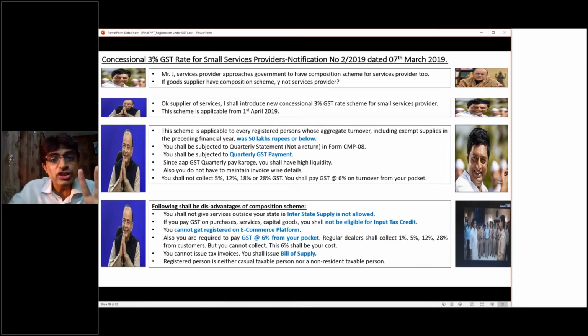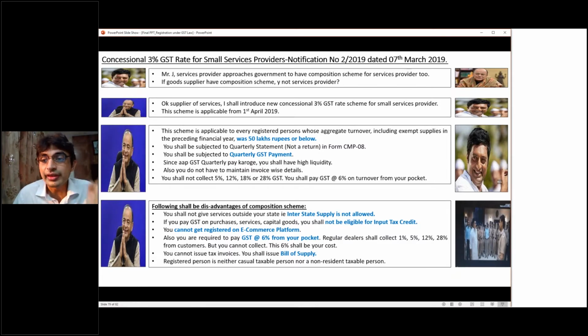Okay, I cannot get registered on Amazon, Flipkart, Urban Cloud. Whatever GST I have paid on purchases, I will not be allowed ITC. And the worst point, I have to pay 6% GST from my pocket. How will I pay? I want an answer from all of you in the chat.